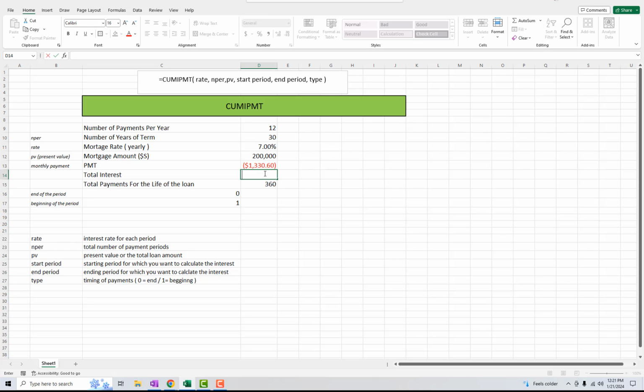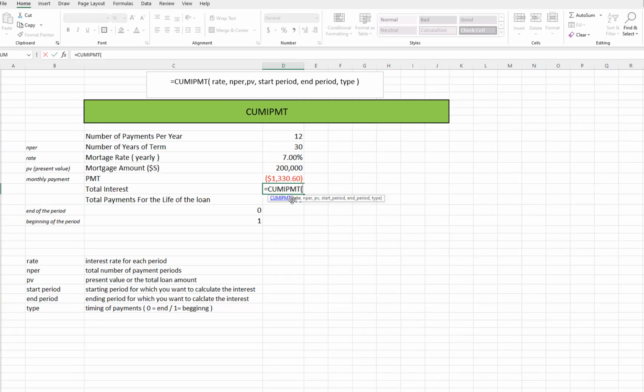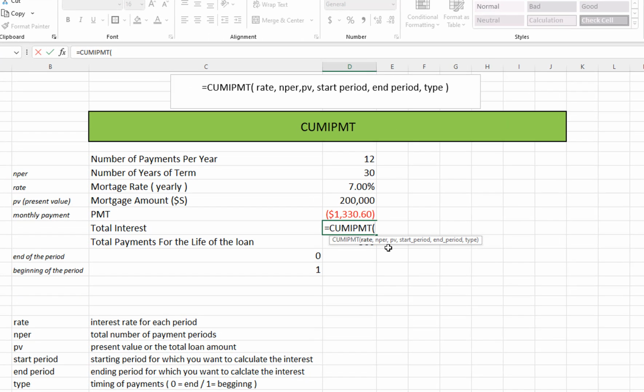Now, before we get started with this formula, it's important to understand all of its associated variables. So what we're going to go ahead and do is type in CUM, and it'll bring up the formula that we need. So we're just going to type in CUMIPMT, brackets, and this will give us all the variables that we need in order to calculate the total interest that we would have paid over the specified period.